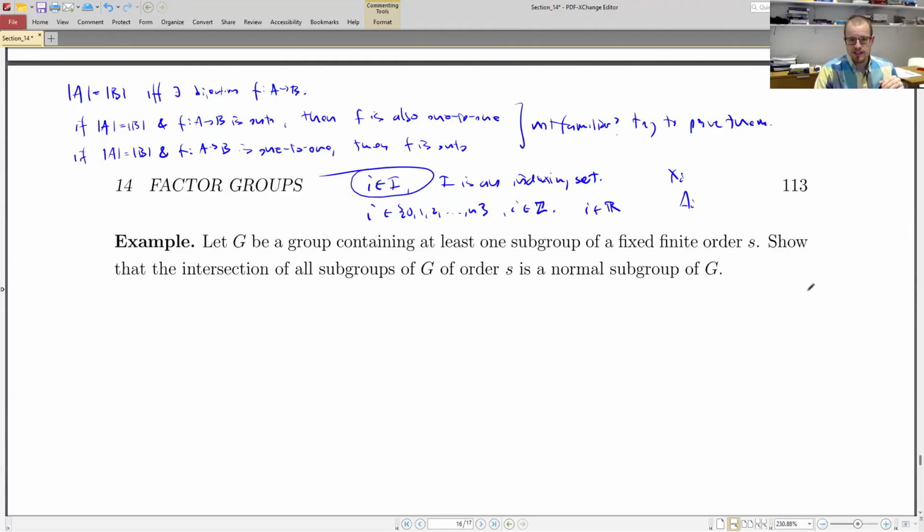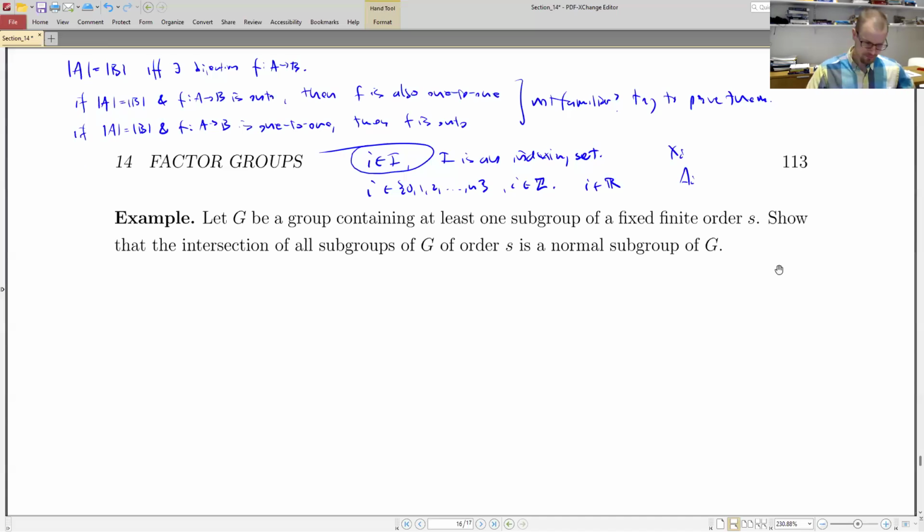Let G be a group containing at least one subgroup of a fixed finite order s. Okay, we want to show that the intersection of all subgroups of G of order s is a normal subgroup of G. Oof, okay. We got this. No problem.